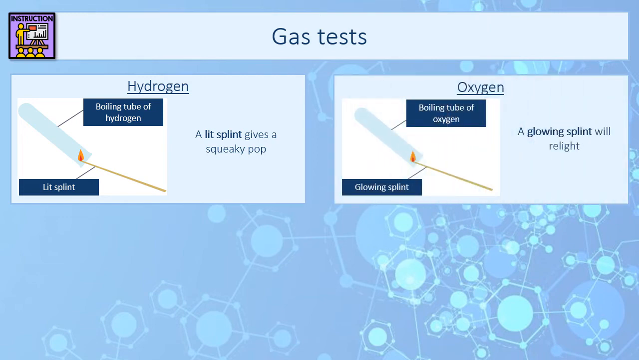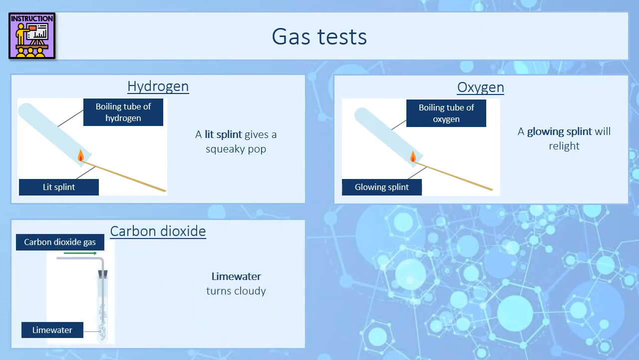Next gas is oxygen. So again, we have our boiling tube here, this time it's full of oxygen, and we have a splint. The difference this time is that splint should just be glowing. It shouldn't actually be on fire, it should just be glowing orange. And the positive result is that because of that high concentration of oxygen, the glowing splint will actually relight and set on fire again.